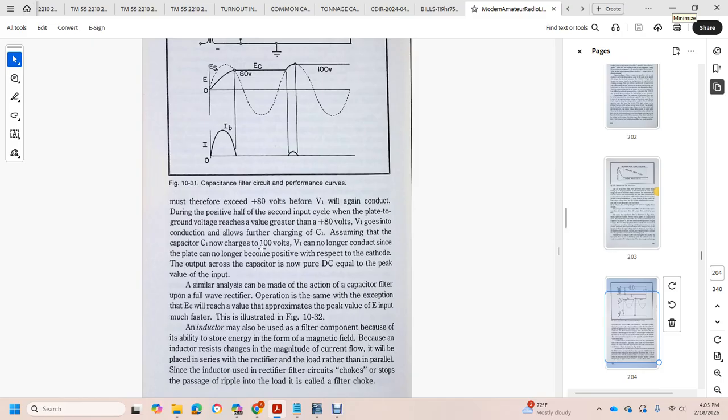A similar analysis can be made of the action of the capacitor filter on a full wave rectifier. The operation is the same, with the exception that the approximate peak value of the input is reached much faster, as illustrated in figure 10-32.